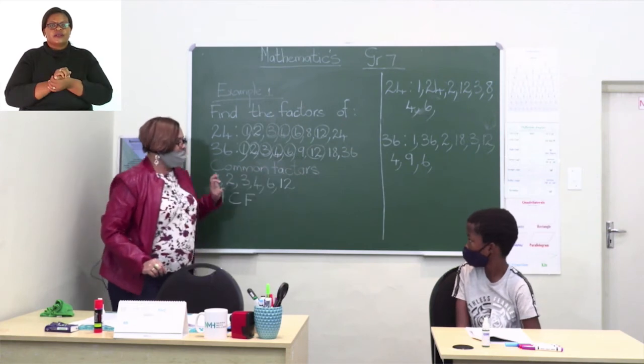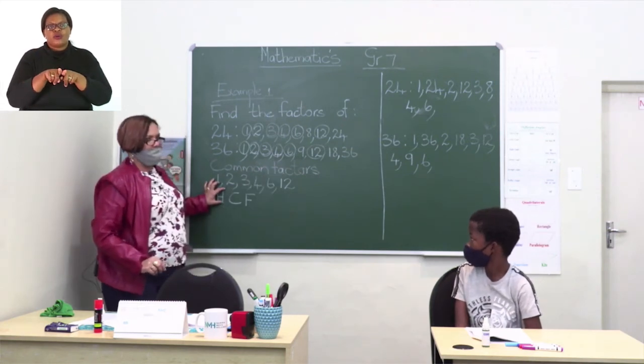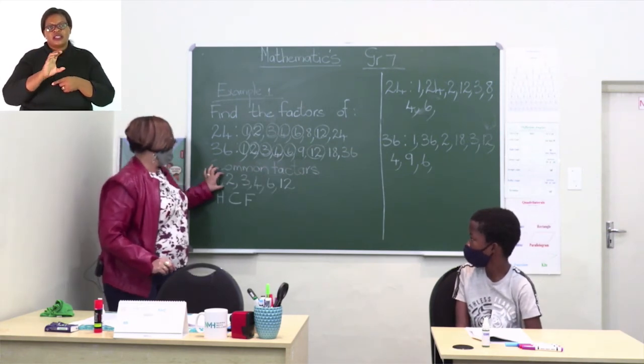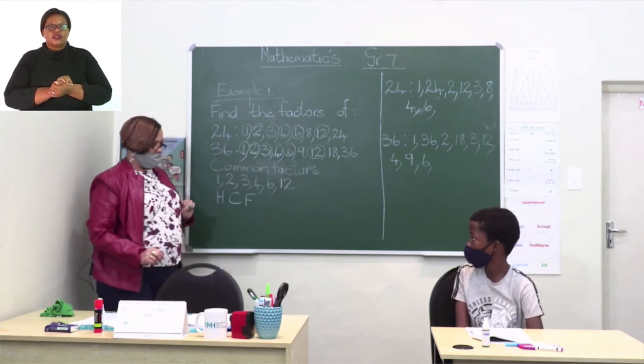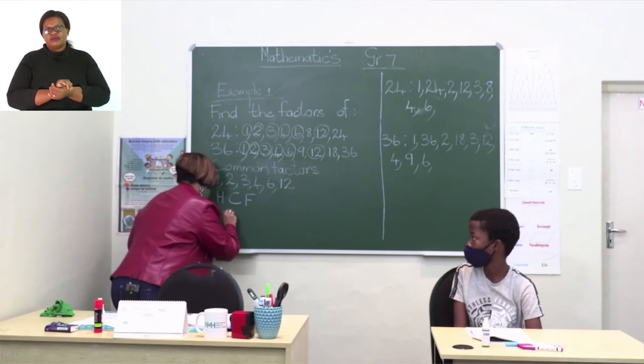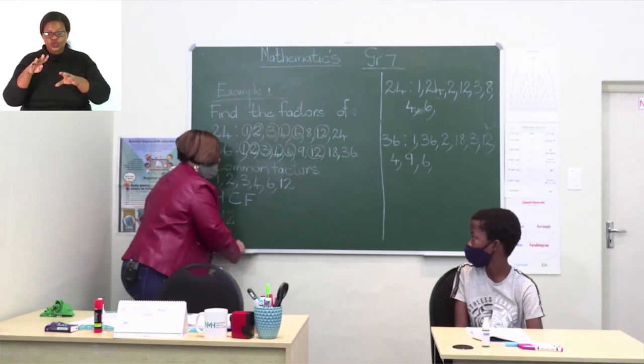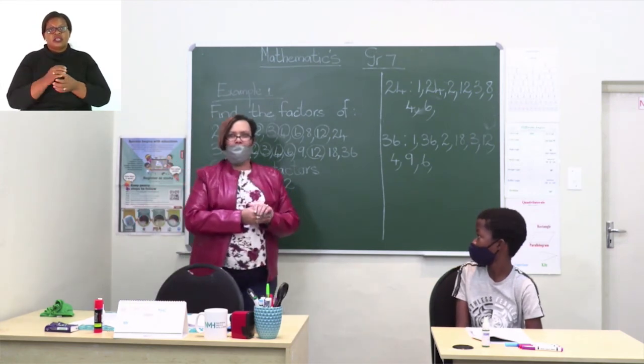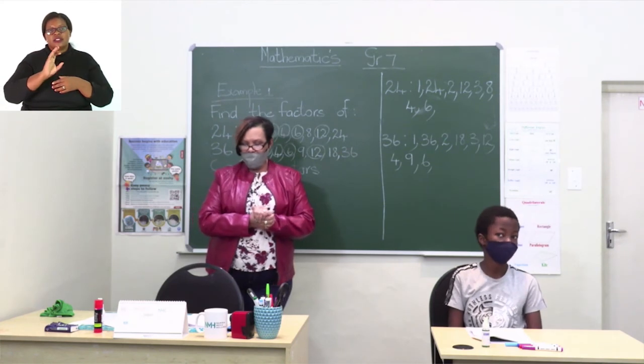We have found the common factors, the highest meaning the biggest number that we find in both sets. Which one is that one? 12. So do you agree that 12 is our highest common factor?